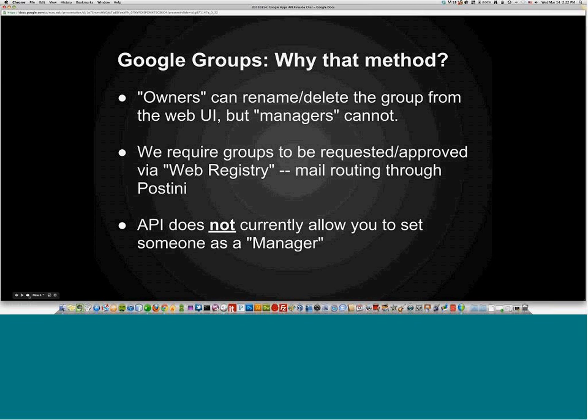One of the important pieces is that every piece of mail for NC State runs through Postini. So you have to know about any new groups that are created or email addresses that change, because otherwise Postini is going to reject it.